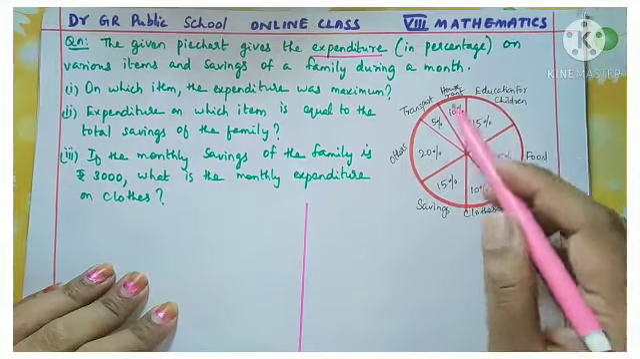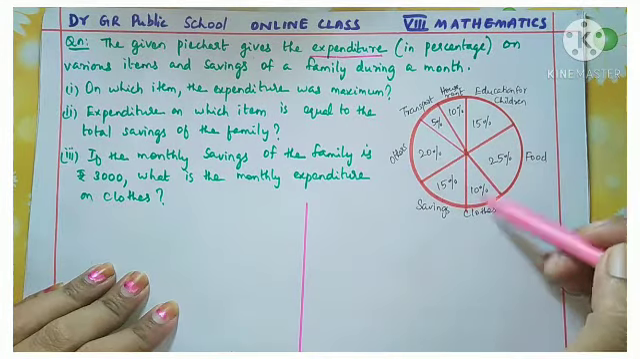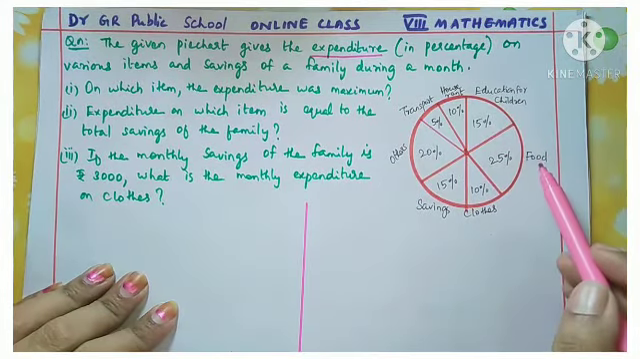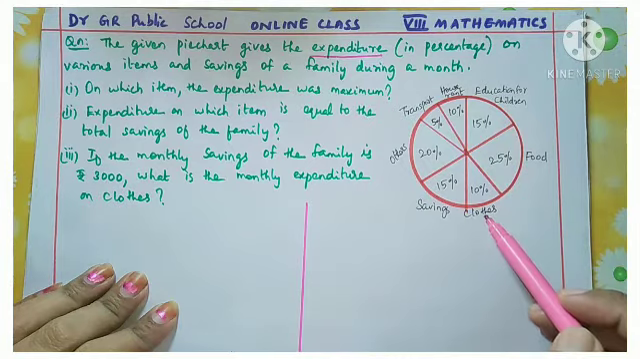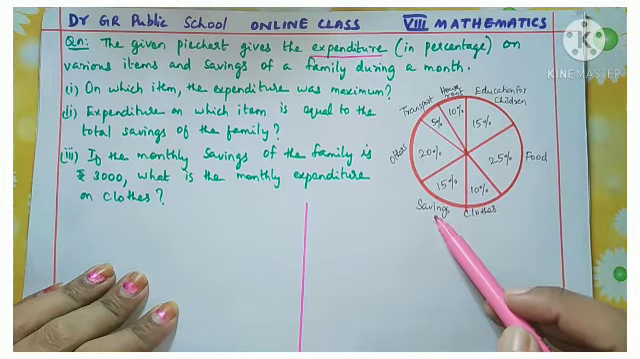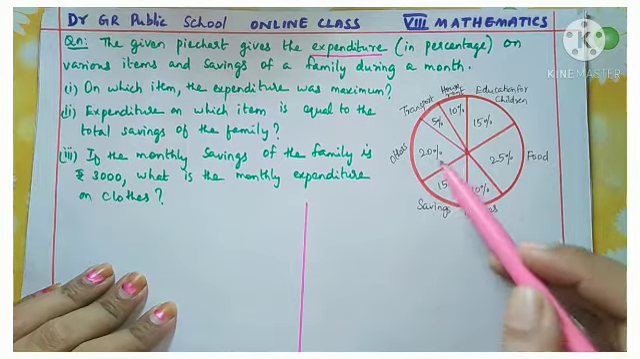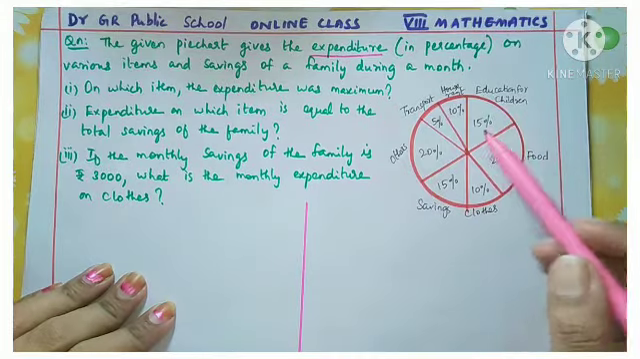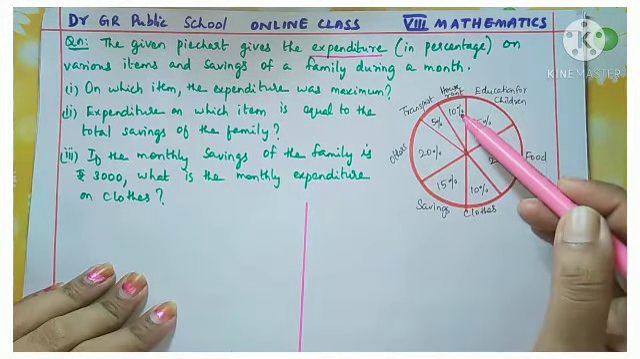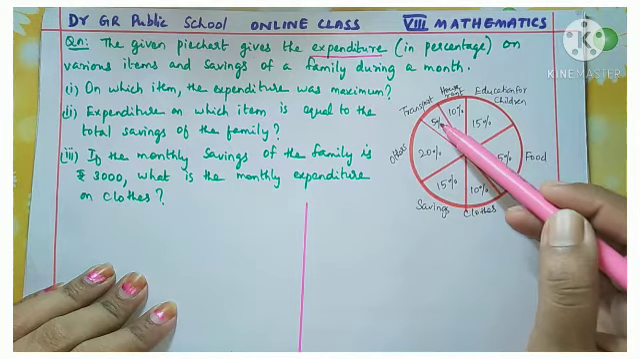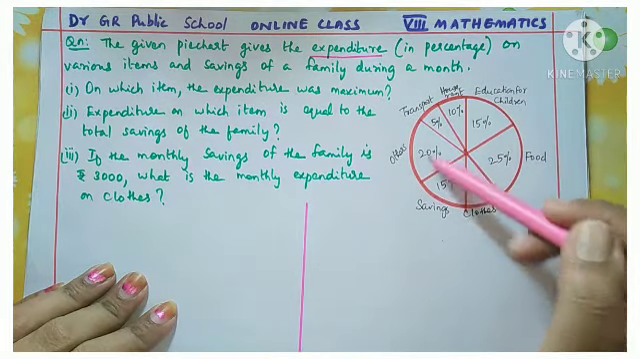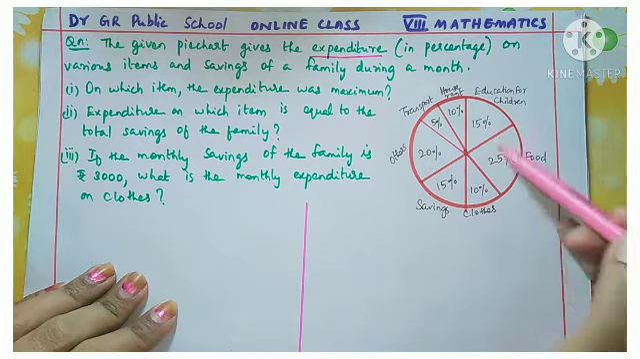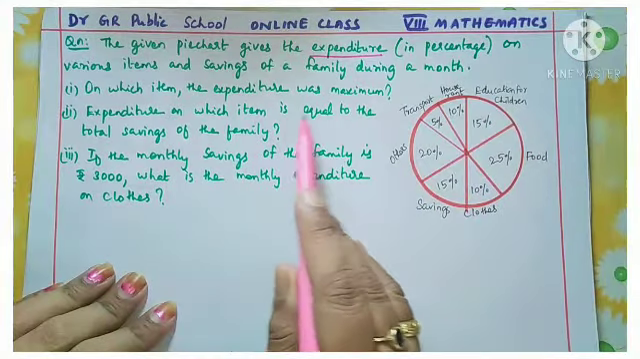Okay, now here you see in the pie chart what are the informations given. Education for children 15%, food 25%, clothes 10%, savings 15%, others 20%. Others means any other expenses, extra expenses. Then house rent 10%, transport 5%. So these are the different expenditures in that family for 1 month. Okay, so from this information we need to answer the questions one by one.